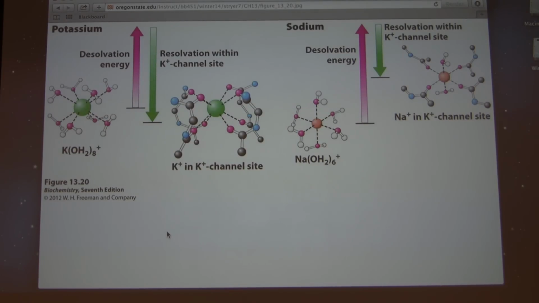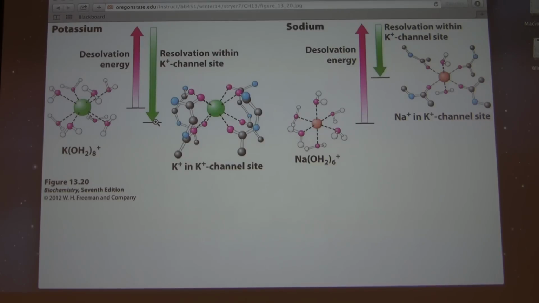All right, so that's the basic starting point. If the desolvation takes less energy than the energy gained by moving through the channel, then the movement will be favorable. If it takes more energy, then the movement will be non-favorable. Well, it turns out that the way the potassium channel is set up makes that movement through much more favorable energy-wise as it's passing through.